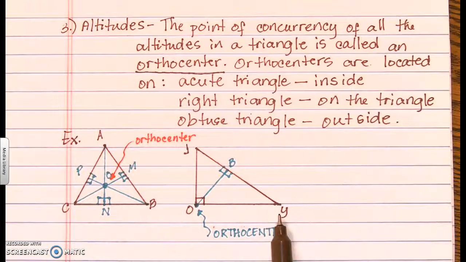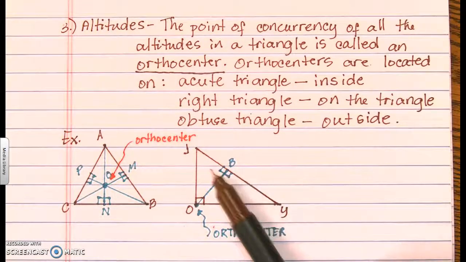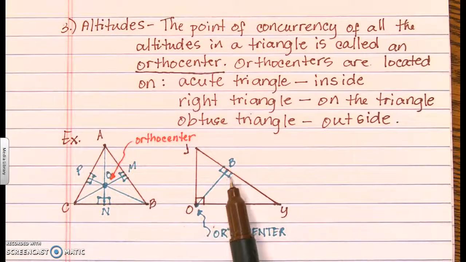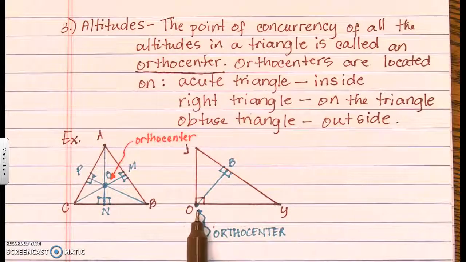Also, OY is an altitude in reference to the side JO. So these two sides right here are serving as altitudes. And my last and final altitude is OB, which is perpendicular to JY. Guys, because these three are concurrent at this point, the orthocenter is that point right there. That is where the altitudes are concurrent.